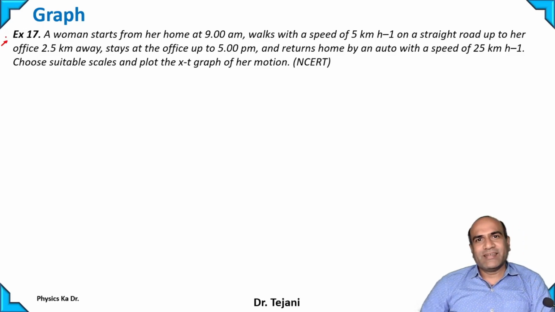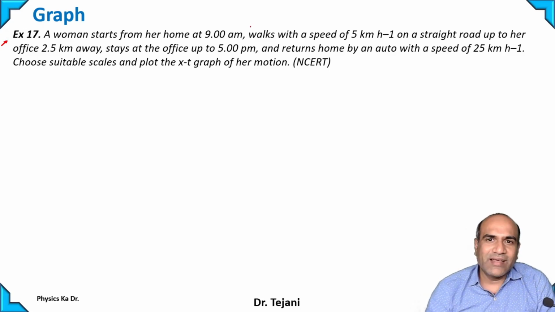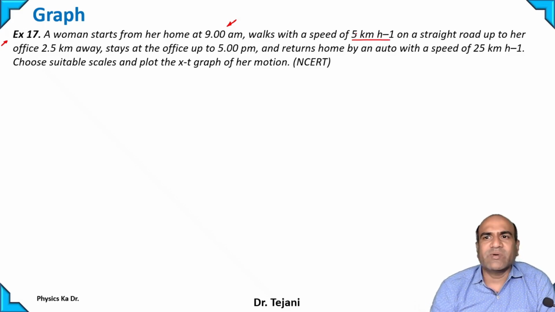Example number 7. A woman starts from her home at 9 a.m. in the morning. She walks with an initial speed of 5 kilometers per hour on a straight road up to her office. Let us say this is her home, sweet home, and she goes to her office, somewhere here.